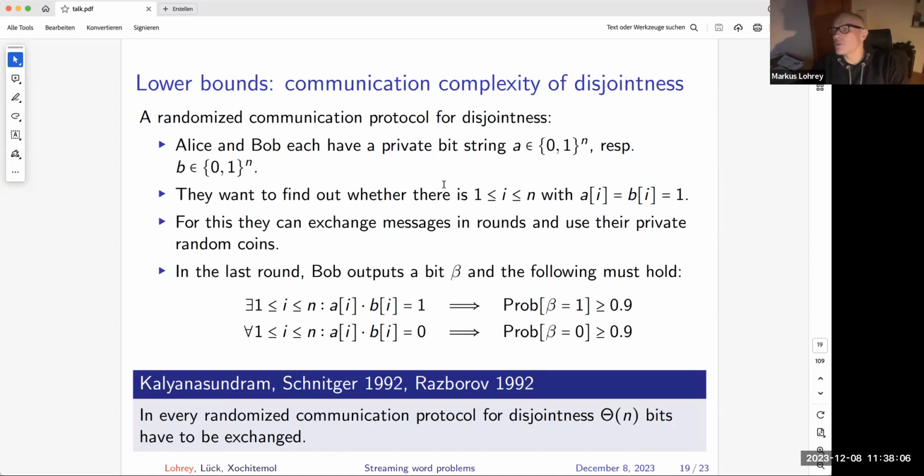So basically, you could also say the best Alice and Bob can do is Alice sends all their input bits to Bob, and then Bob checks whether there is this matching one. That's an optimal protocol. You cannot improve much. Maybe a constant factor, but nothing substantial.